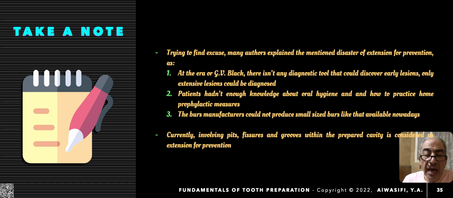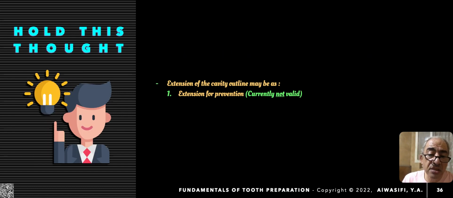Number 2, at this time there aren't any diagnostic tools that will help to diagnose caries at its early stage. Most cases already came to the dentist with extensive damage, already extended. At the same time, the patient in this era doesn't have enough knowledge about oral hygiene and how to practice home hygiene or prophylactic measures. That's why number 7, extension for prevention, is currently not valid.